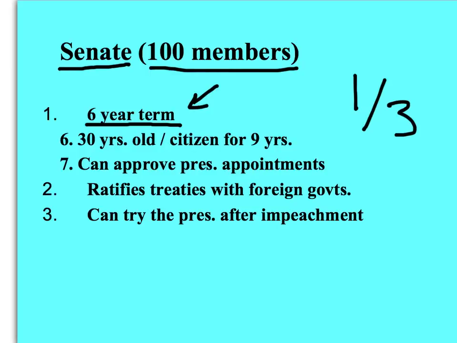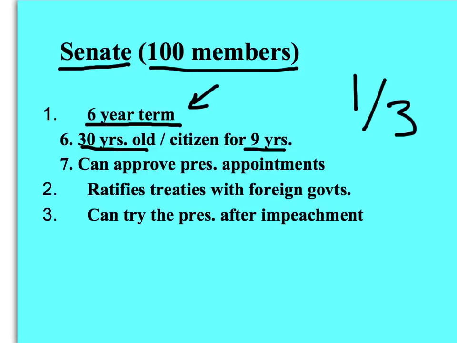Now, you must be at least 30 years old. You must be a resident of the state that you're representing. And you've had to have been a citizen for at least 9 years. So you see the requirements for Senate is a little more stringent. Remember, the House of Representatives, you only had to be 25, and you had to be a citizen for 7 years. Well, the Senate, because it's a longer term, and there's fewer of them, 30 years old and 9-year term.